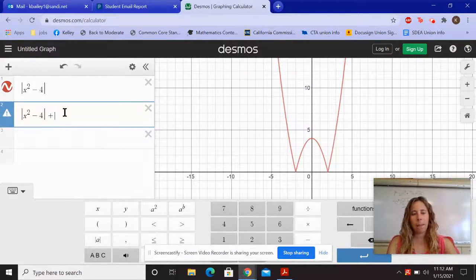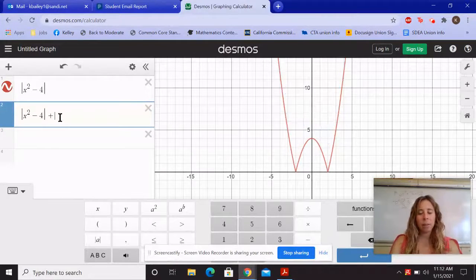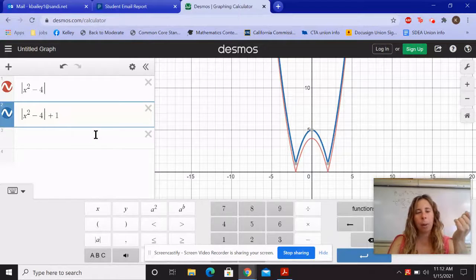So make sure you don't use this. If it's outside the absolute value, do not use it when you're writing your vertex. Your vertex starts out at 0, positive 4 because it's absolute value. So it starts out here. And then whatever's on the outside, so it was a 1, it bumps everything up by 1.